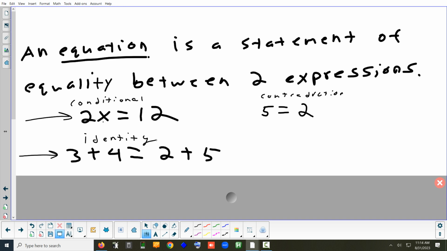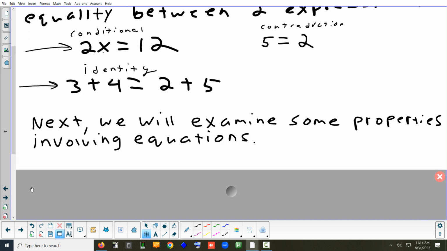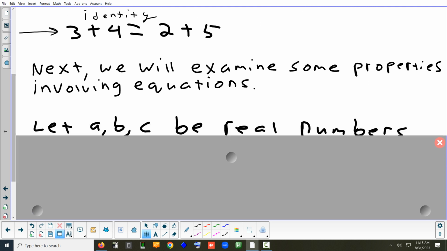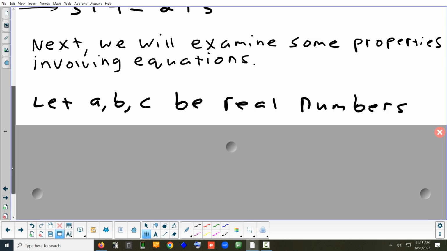But they're all equations. So now let's look at a few properties involving equations, not necessarily some of the ones that were already mentioned, but some other properties. Again, I need 3 letters to do these properties, and I'm going to use A, B, and C.